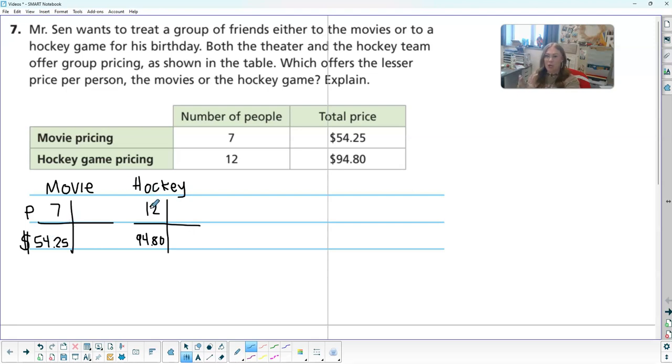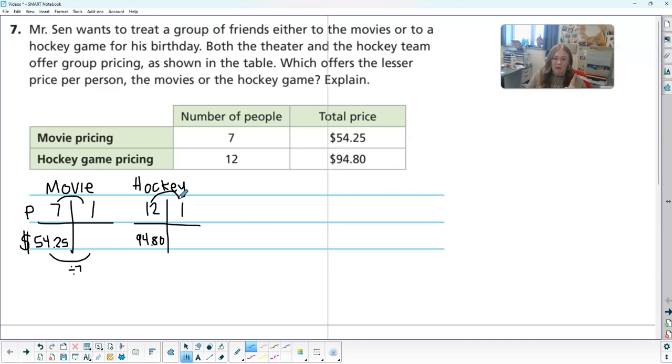Because more people can go. So we want to know how much is it going to cost for one person to go? So what we're doing here is we need to find that one person. So how do I get from 7 to 1? I divide by 7, so I do the same thing here. I divide by 7 and see how much it costs for one person.